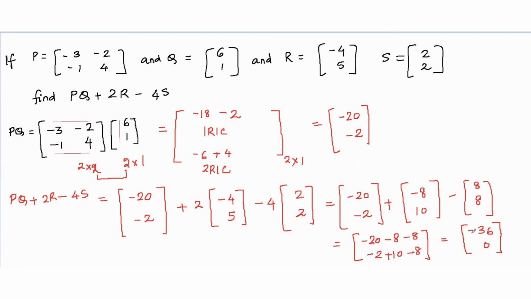Again, here I use the concept of multiplication of two matrices and then addition and subtraction of the different matrices, and also in 2R and 4S I had to multiply a scalar with the matrix itself. So these were the different concepts used in this problem. Let's pause for a few seconds before moving on.